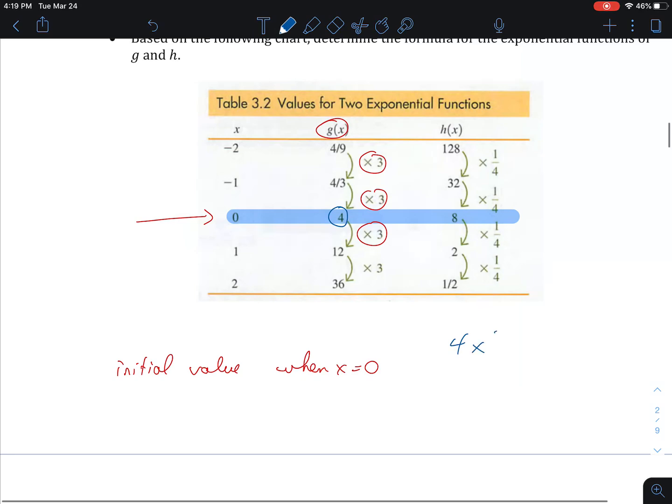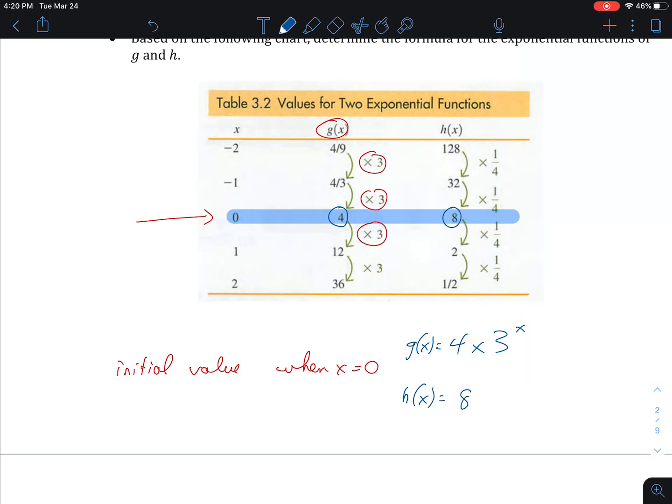And so 4 times, now what am I multiplying by each time? 3 to the x. There is my recursive function g of x: 4 times 3 to the x. How do I know it's that? Because 4 is my initial value. I'm multiplying it by 3 every time. How many times do I do it? Well, how many x's do you want? You want 0 or 1 or 2?